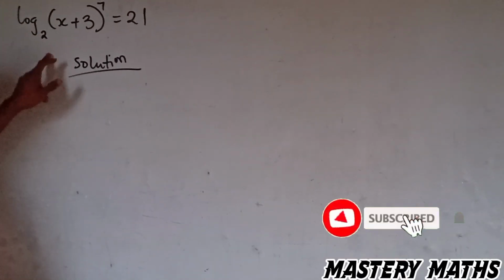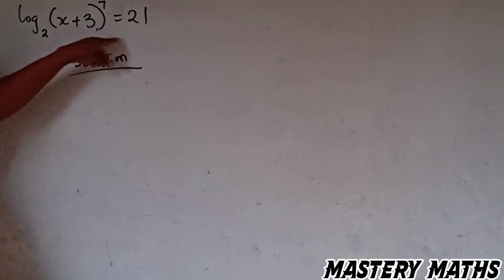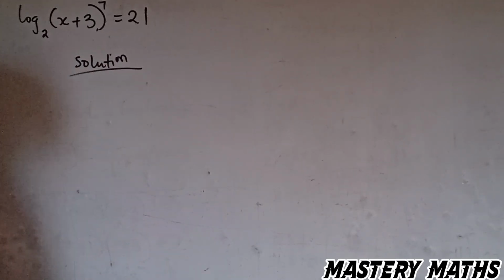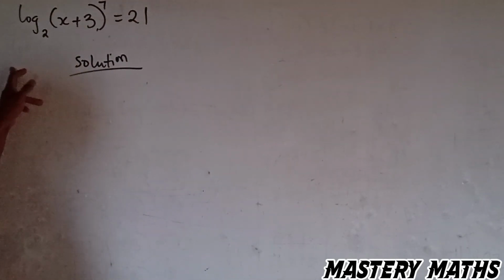On the board, you have log₂((x + 3)⁷) = 21. Now, without wasting much time, let's solve this. In order to do this, first of all, we need to bring down the power. This power you're seeing here, we'll bring it down.